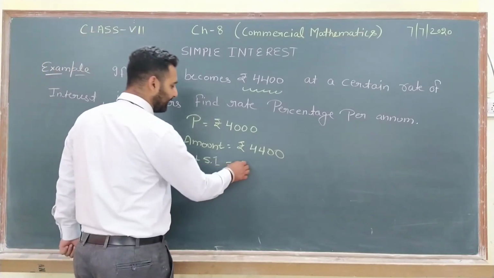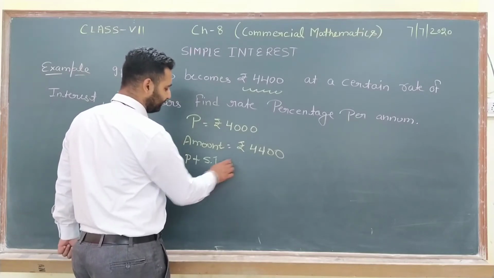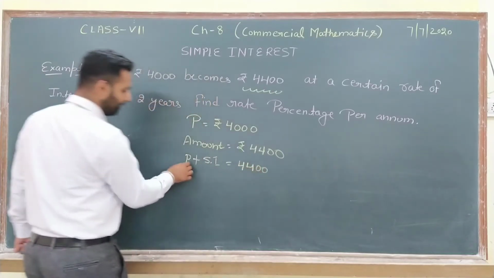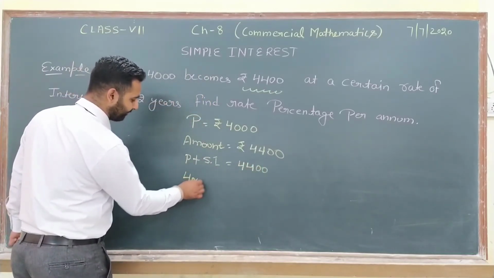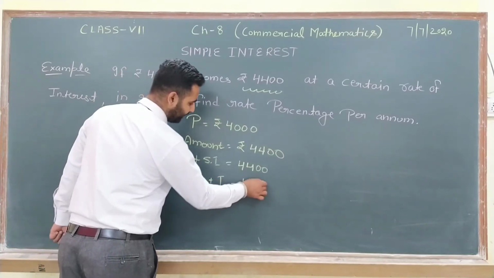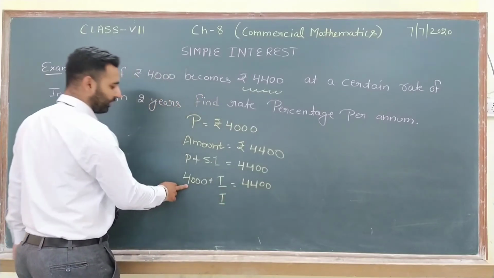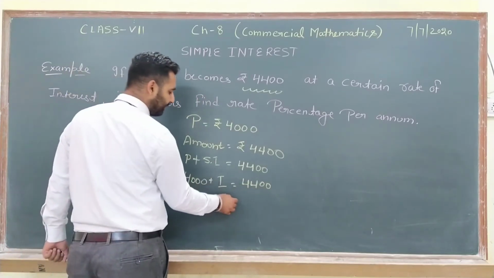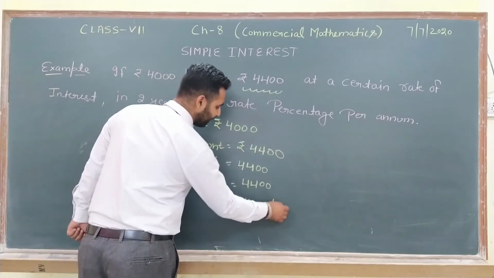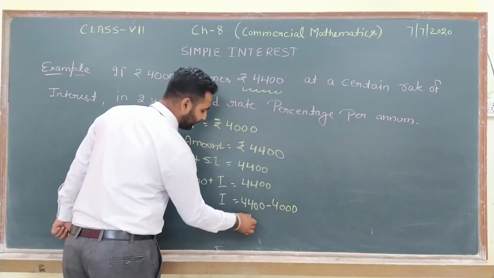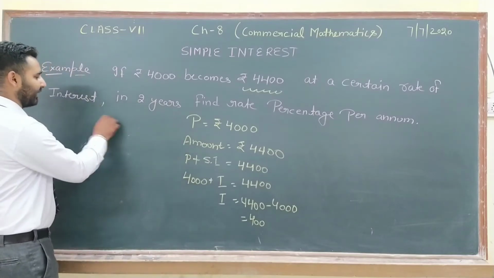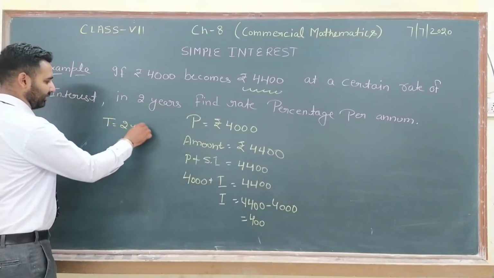Fine. So simple interest is equal to amount 4,400 minus principal 4,000. Interest we don't know. So from here 4,000 is in plus, when it goes to the other side it will be minus, and you will get 4,400 minus 4,000. So interest of rupees 400. Time is already given to you. Time period is 2 years.